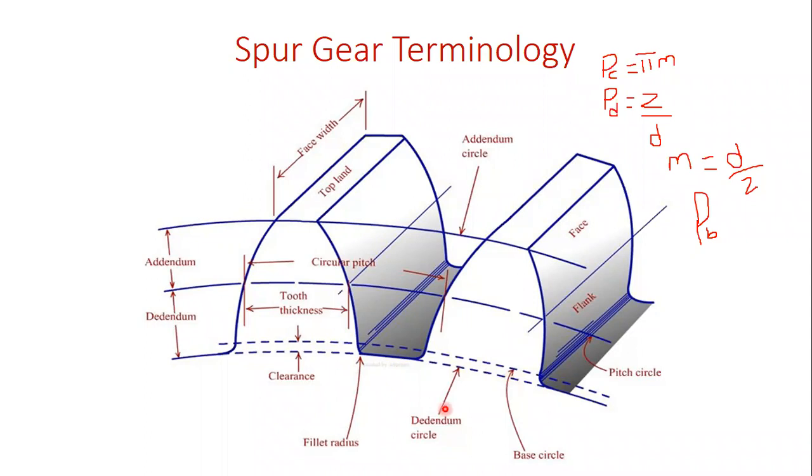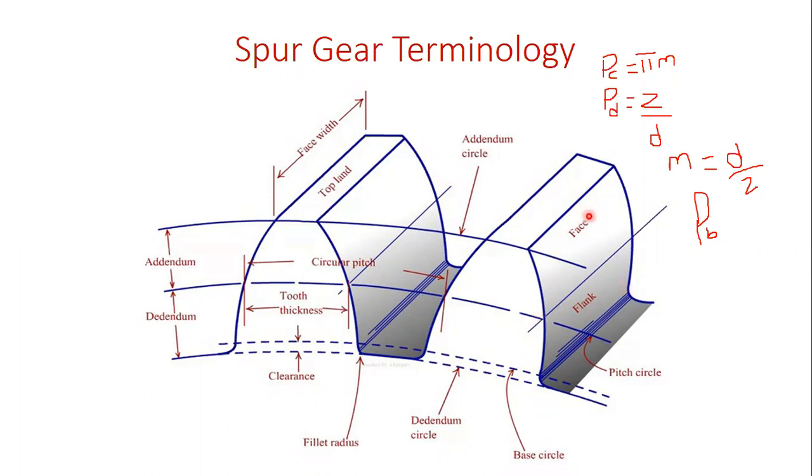The next one is the pitch circle. This pitch circle is an imaginary circle passing through the pitch point, having its center at the axis of the gear. Here you can see that whatever the center is, it will be at the axis of the gear.